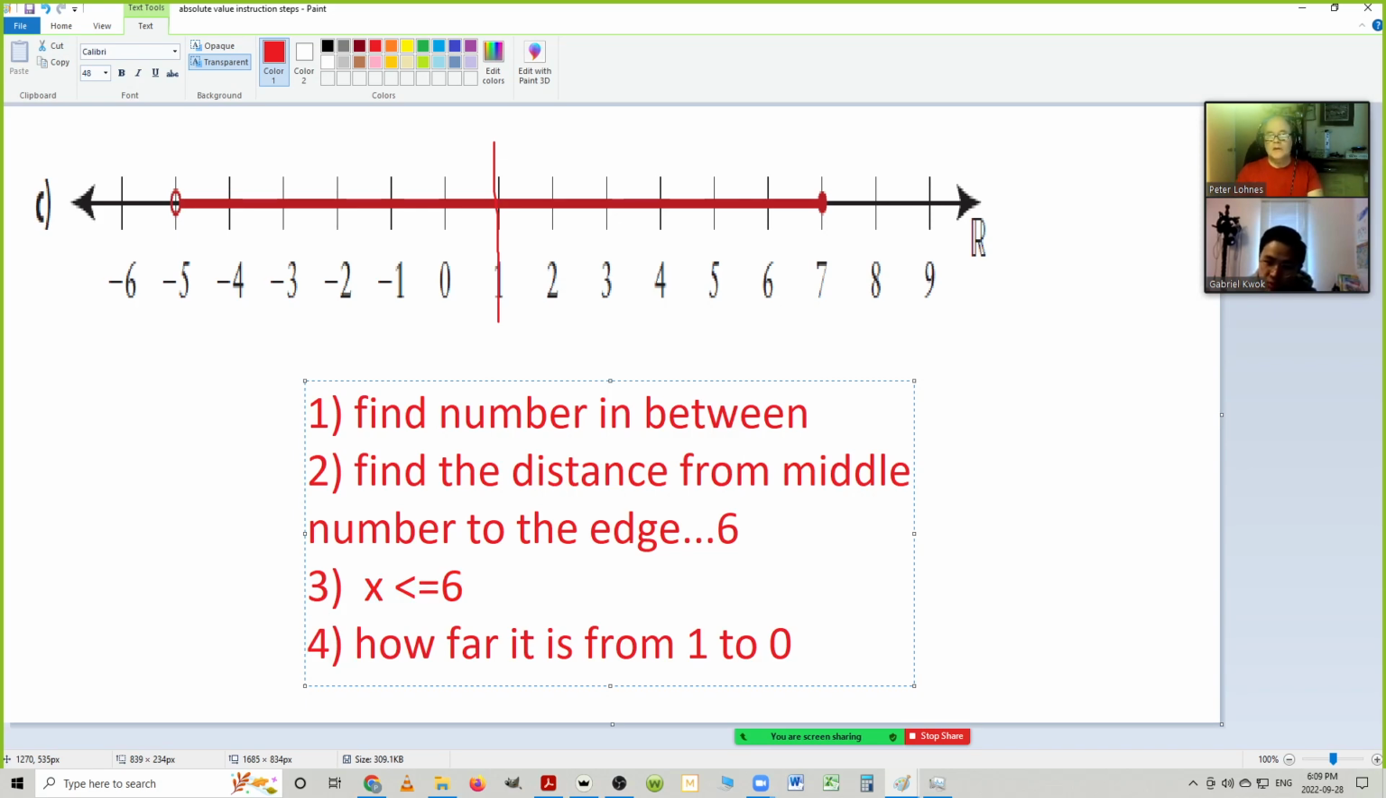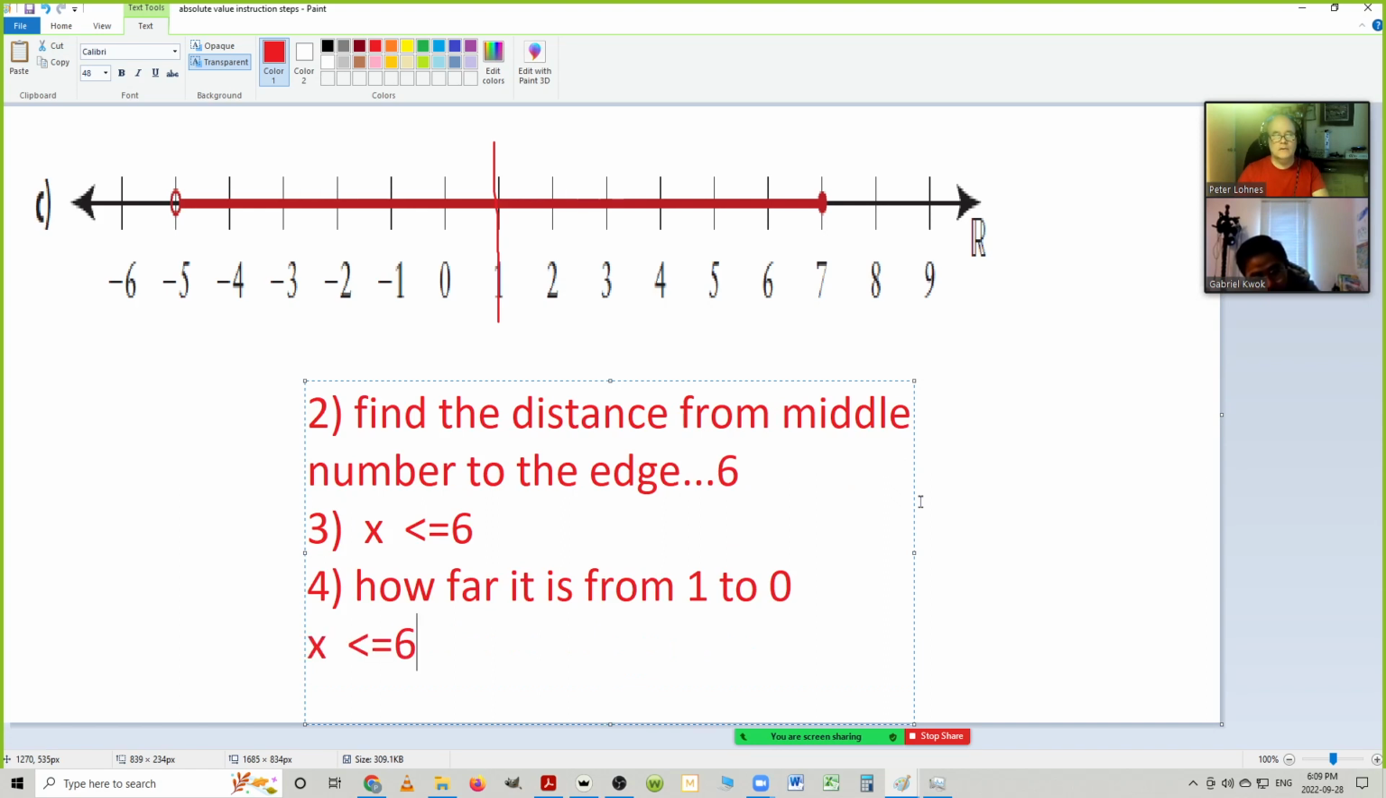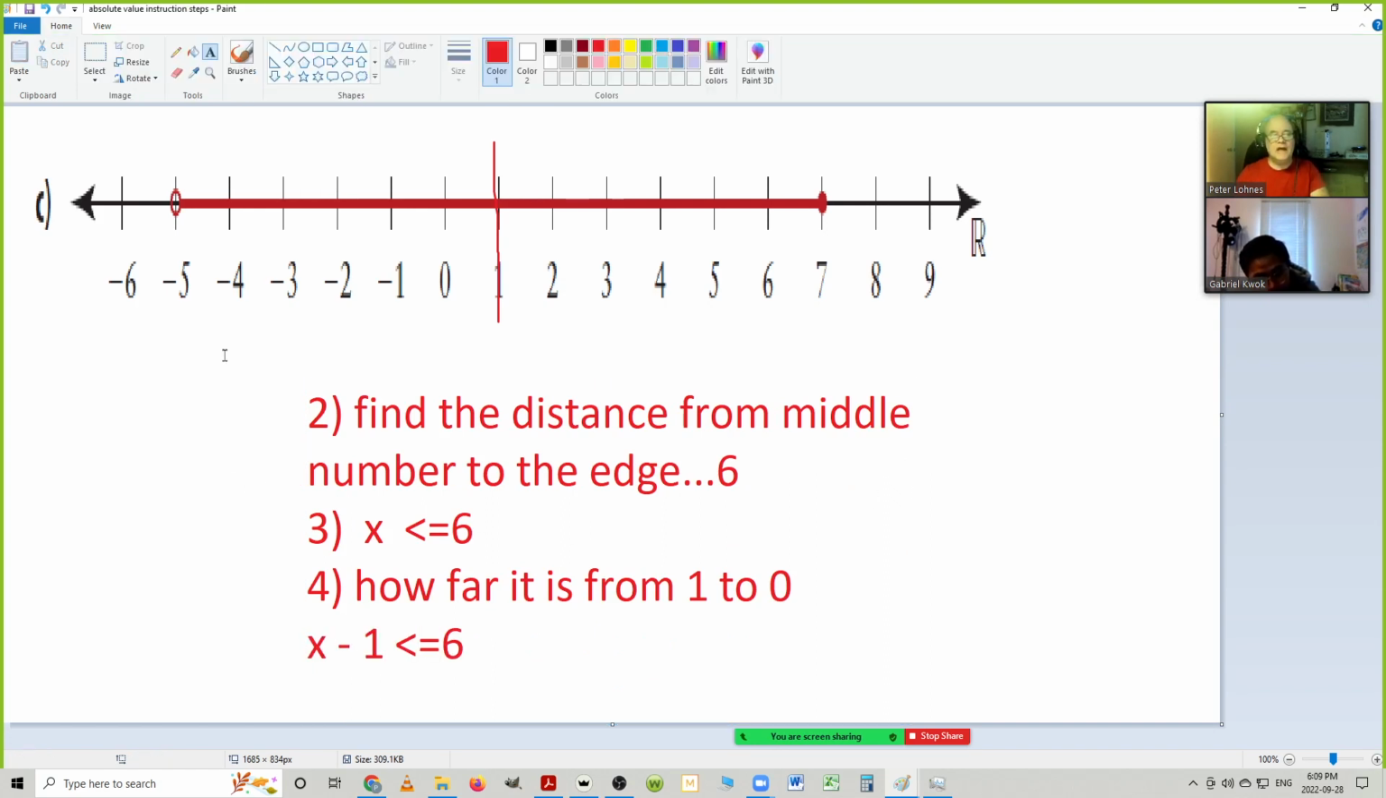So we subtract 1. I have to take x and subtract 1 from it. That's the next step. So on the next line, I would write x minus 1. Final step, slap an absolute value graph on it, like that.